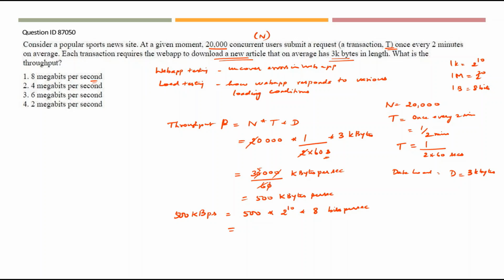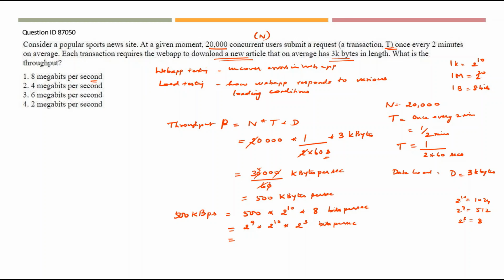Now this is 500. How can I express 500 in terms of 2 power? So 2 power 10 is 1024. Then 2 power 9 will be 512, which is approximately equivalent to 500. So I am expressing this in the form of 2 power 9 into 2 power 10 for the kilo. Then 8 can be expressed as 2 power 3. So it is 2 power 3 bits per second. I have converted the byte to bit. That's why I have mentioned here bits per second.